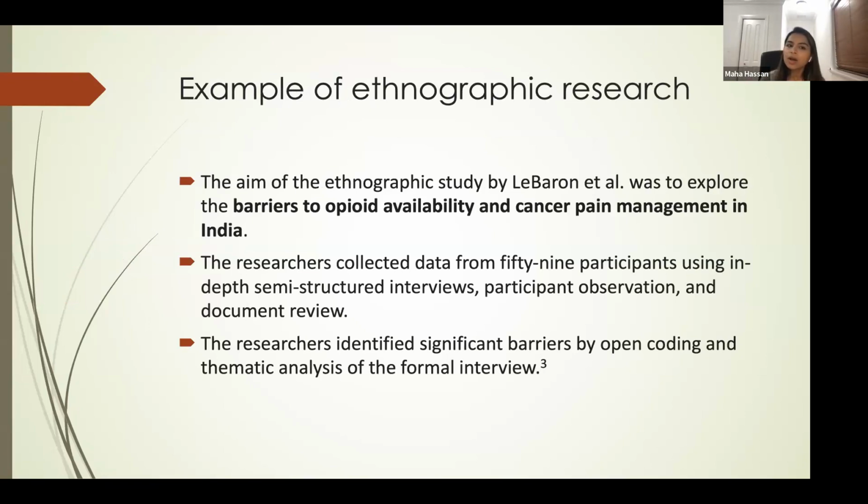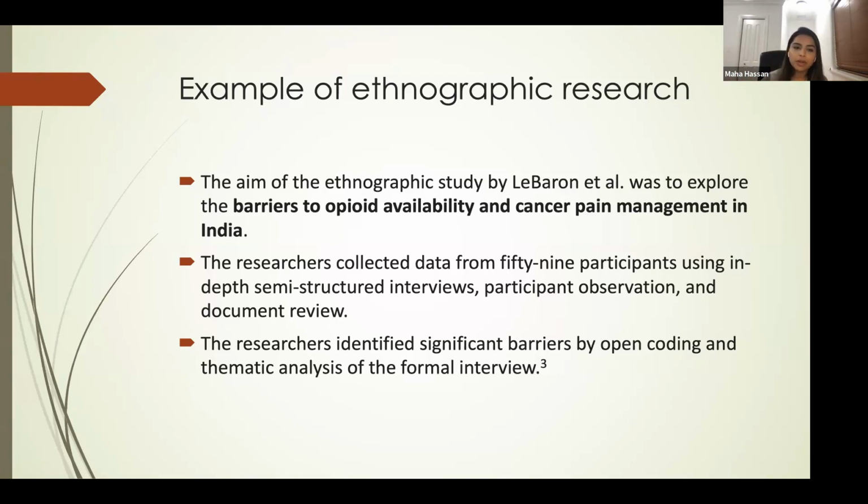Now, this is a very broad topic again. If you look at his paper, India is a very big country, and there are different groups of people there. But still, compared to the world, he picked one country and he interviewed 59 participants using in-depth, semi-structured interviews. He got observation. And at the end of that, he was able to infer barriers by open coding and thematic analysis of the formal interviews. He was able to list some of the barriers that people living there would experience.